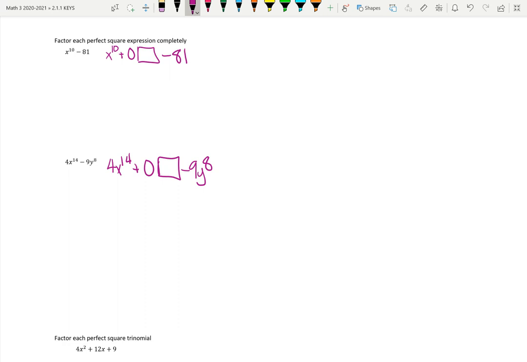So when I'm looking at this and I create my factors, I'm going to think of things that are going to cancel each other out completely. So the opposites. For example, for 81, I'm going to choose 9 and negative 9. So I'm going to go ahead and start there.